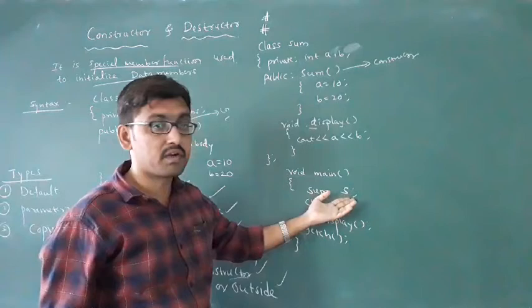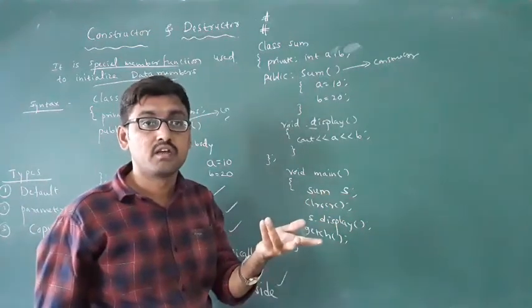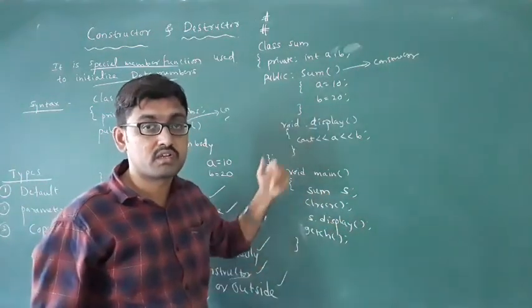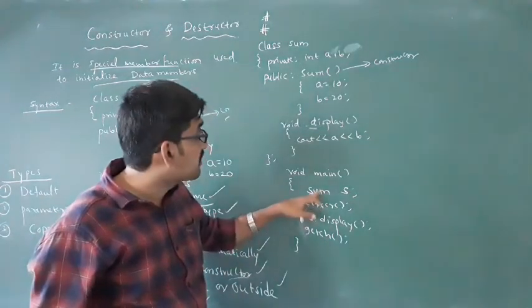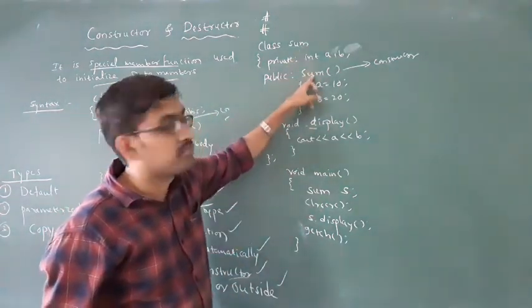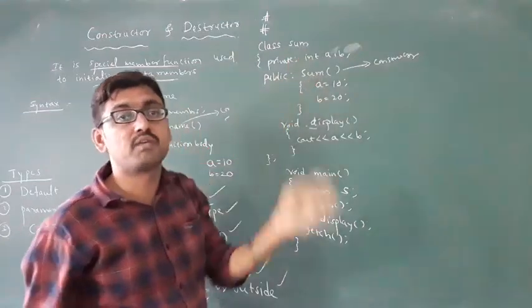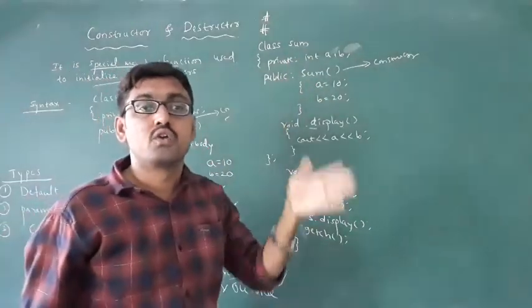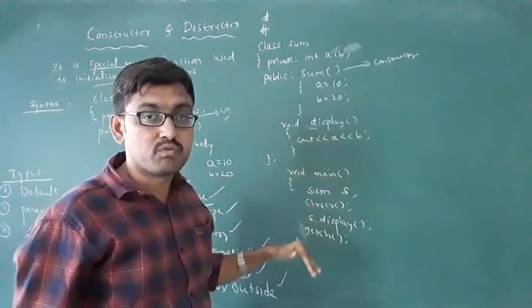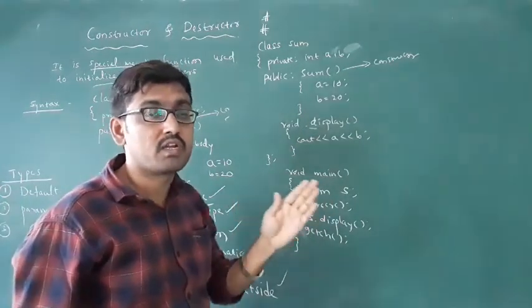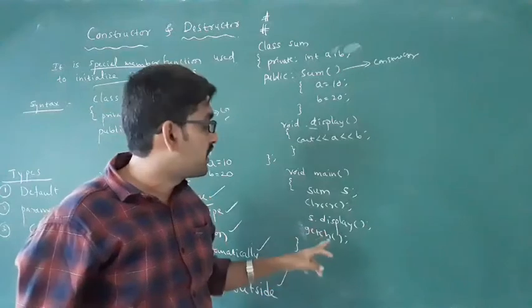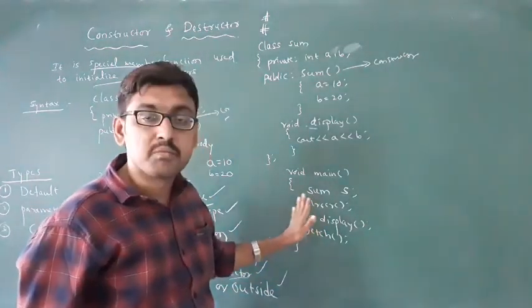The moment you create the object, it already knows you are using a constructor. Got it? Because the constructor name and class name are always the same. That's why you don't call it by using the dot operator. Okay, don't call the constructor by using the dot operator. Got it? You should not write s dot sum.